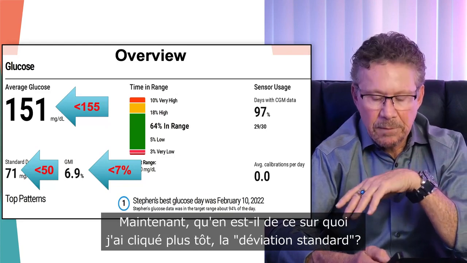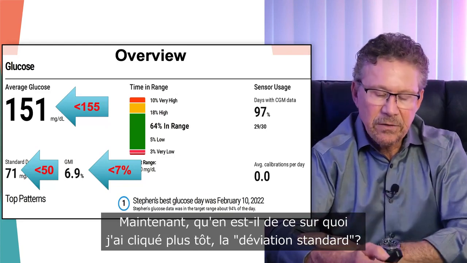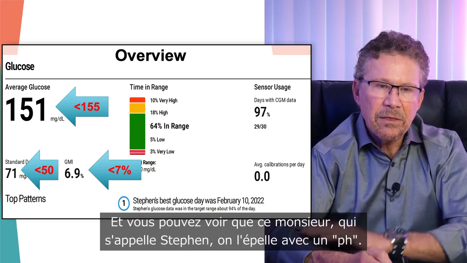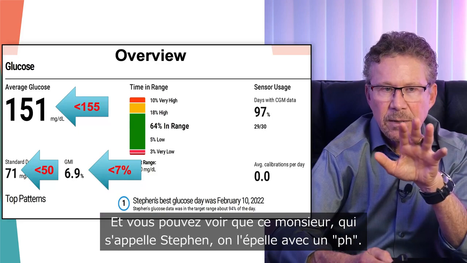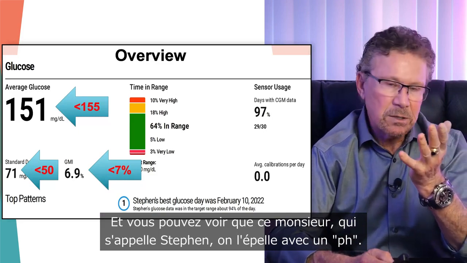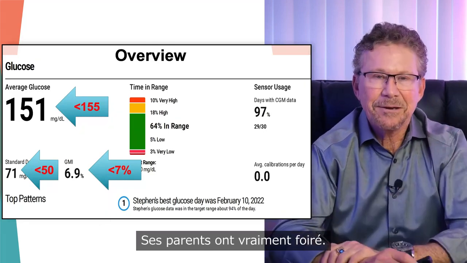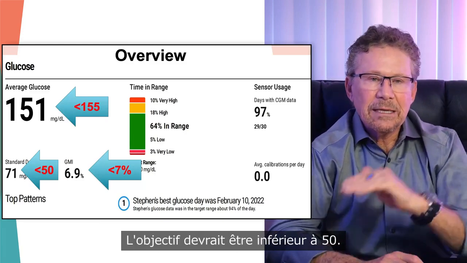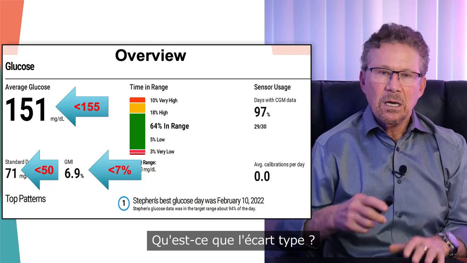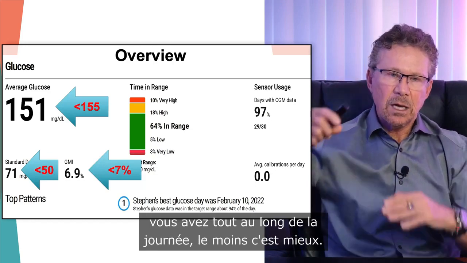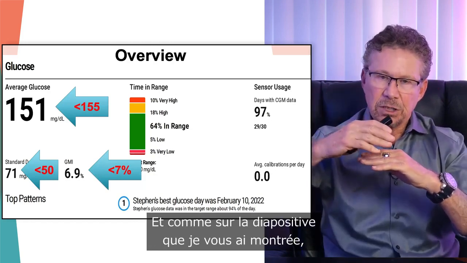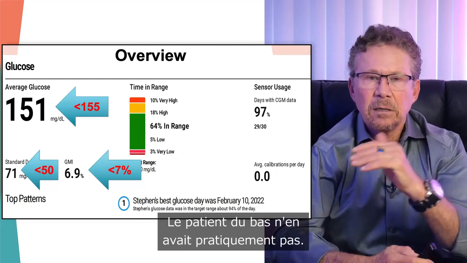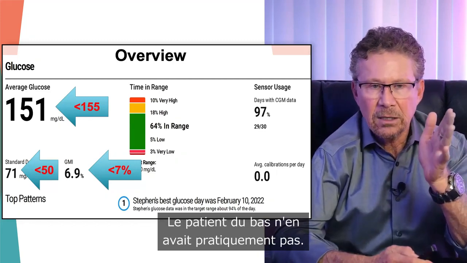Now, what about what I clicked earlier, the standard deviation? That's important. And you can see this gentleman, his name is Stephen, spells it with a PH, his parents really messed up, and it's 71. The goal should be less than 50. What is standard deviation? It's how much bounce you get throughout the day. The lower, the better. And just like that one slide I showed you, the patient on top had a lot of variability. The patient on the bottom had hardly any at all.